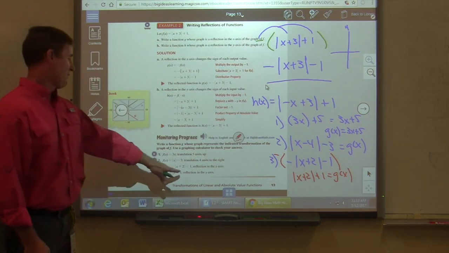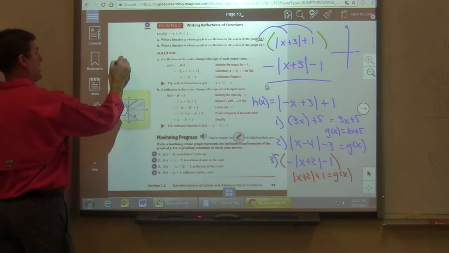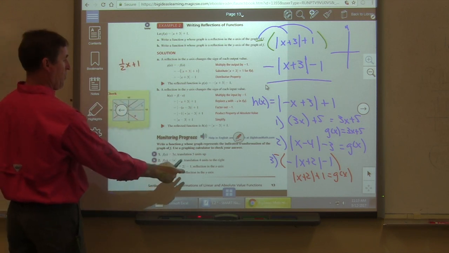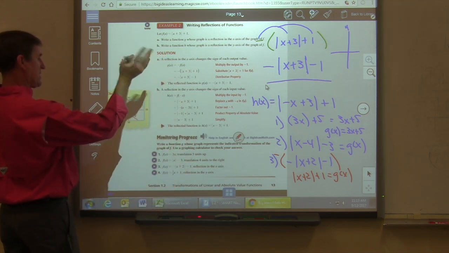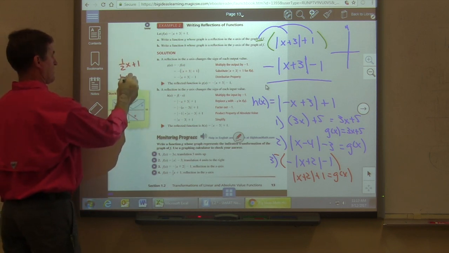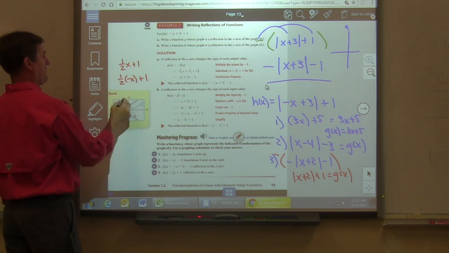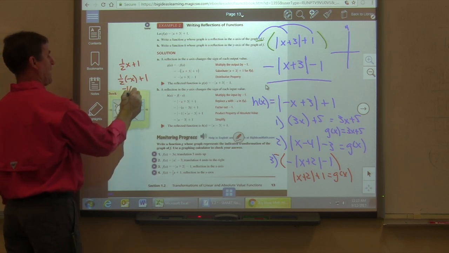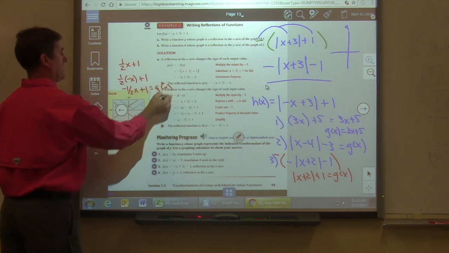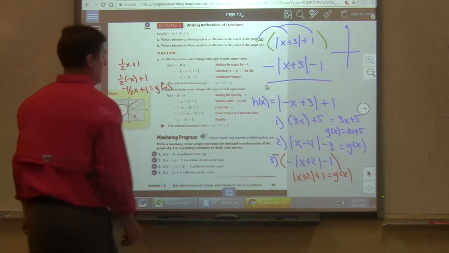The last one was a reflection in the y-axis, so I'm just going to put this right here. So again, that's 1/2 x plus 1. Since it's in the y-axis, it is horizontal, so it just affects the x. And then to simplify that, 1/2 times negative x would be negative 1/2 x plus 1 equals g of x. So hopefully you got those all right.